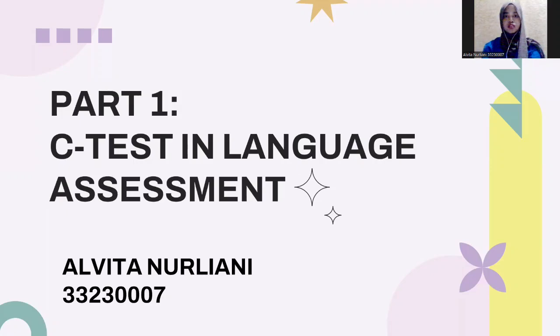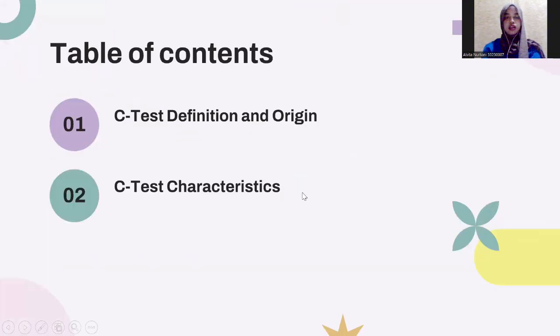My name is Alvita Nurliani, and I am presenting for this project-based learning for language assessment. And this is part one of C-test in language assessment. I have this table of contents, which provides explanation about C-test definition and origin, and also the second one is about C-test characteristics.